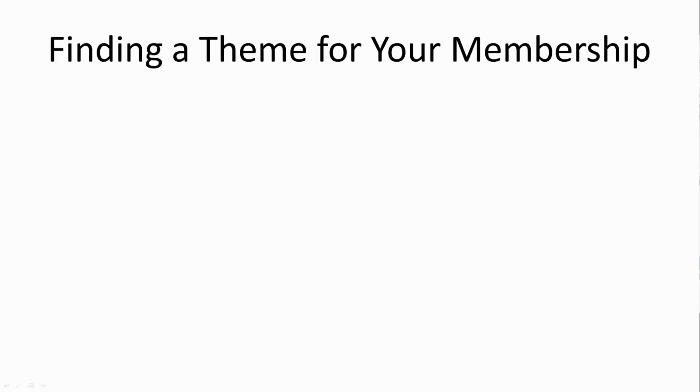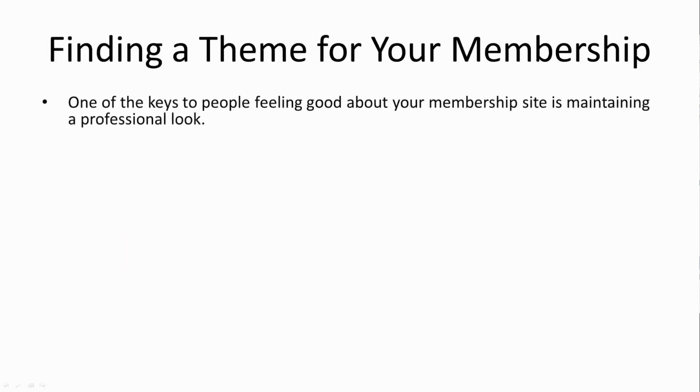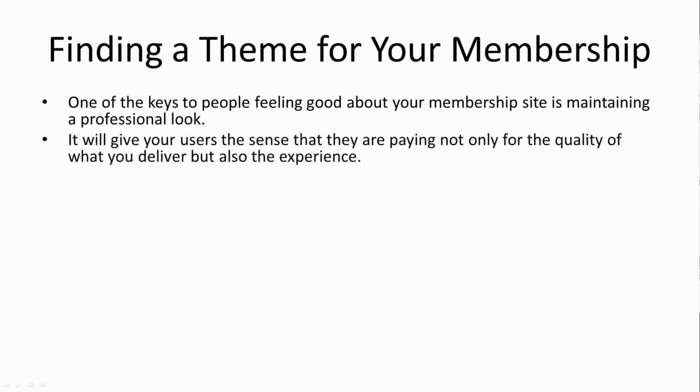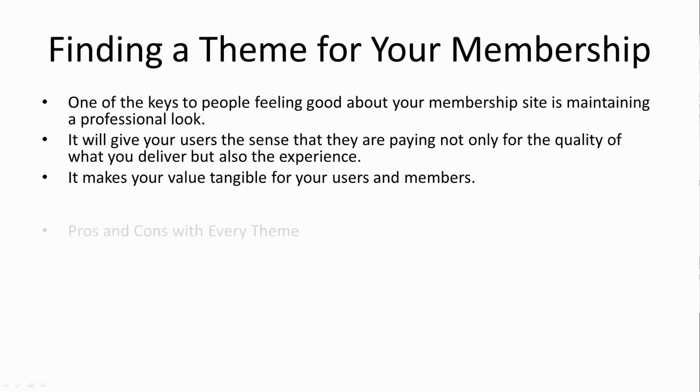Now in this video, we're going to be talking about finding a theme for your membership. One of the keys to people feeling good about your membership site is maintaining a very professional look. A professional look is going to give your users the sense that they are paying not only for the quality that you're going to be delivering, but also for the experience. What this does is make your value tangible for your users and your members. Your membership site is going to be like the office or the house or the location where your membership is, and so you want to give the users a great feel.